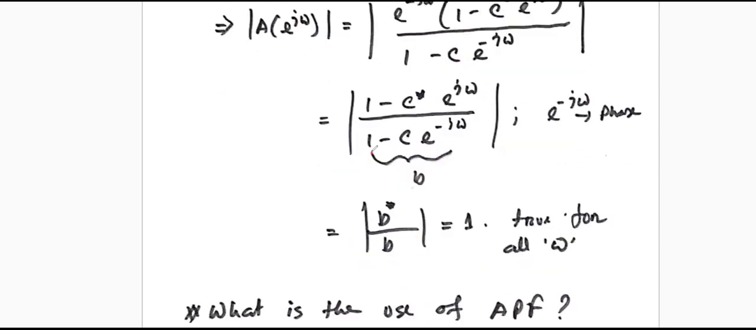if we take this as B, in that case, this is B star over B, where B star is the conjugate of B. And since the conjugate values cancel each other, we have the value 1 for any value of omega. So we can prove that for the all pass filter, the magnitude is always 1.